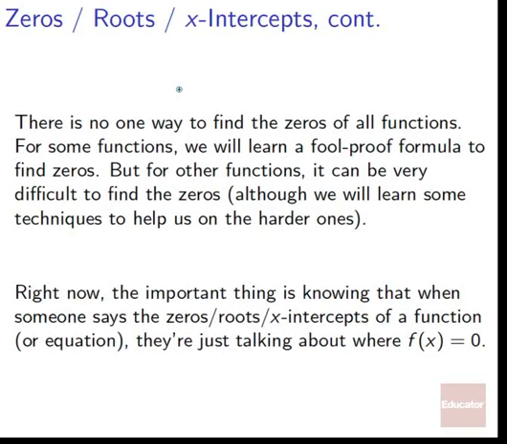But right now, the important thing isn't being able to find them, but just knowing that when we say zeros, roots, x-intercepts of a function or an equation, we're just talking about where f of x equals 0. So don't get too caught up right now in being able to figure out how to get those x values such that f of x equals 0. We really want to focus on the fact that when we say zeros, roots, x-intercepts, all of these equivalent terms, we're just saying where is the function equal to 0? What are the places that will output 0?